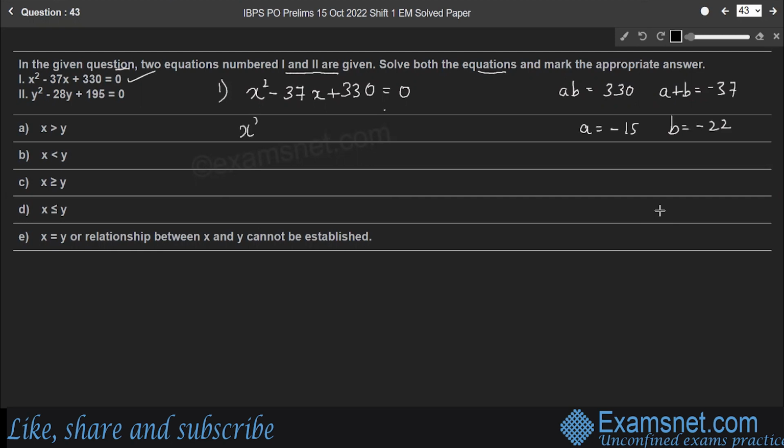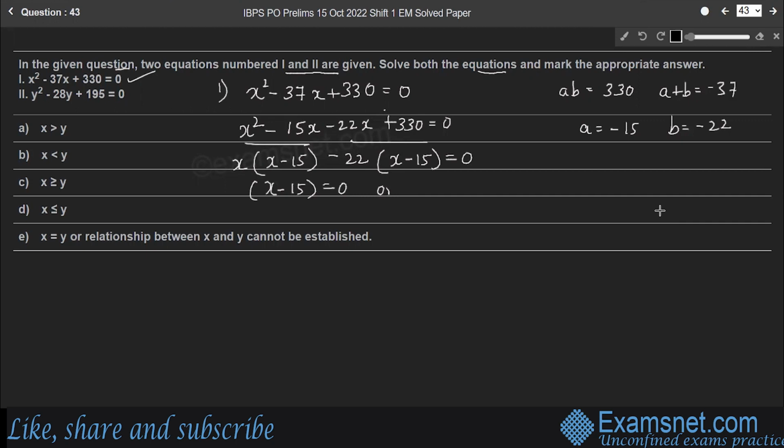So x square minus 37x is written as x square minus 15x minus 22x plus 330 is equal to 0. Take the first two terms where x is common, into x minus 15; minus 22 is common in the last two terms, into x minus 15 is equal to 0. Therefore, x minus 15 is equal to 0 or x minus 22 is equal to 0. Therefore, we have two values for x: x is 15 or x is equal to 22.